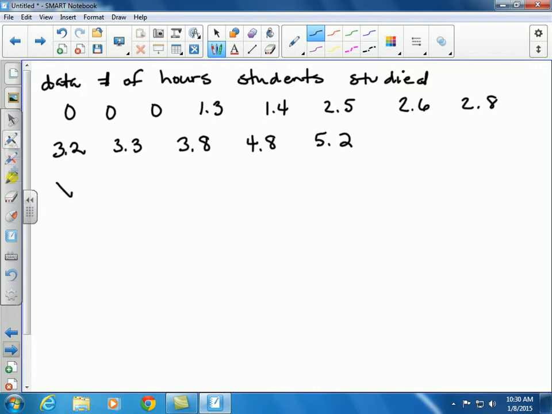Okay, so if we calculate the mean, x bar, what we do is take the sum of all the data points and divide by how many we have. So we add up 0 plus 0 plus 0 plus 1.3 plus 1.4 plus 2.5 plus 2.6, and so on, and we divide by how many data points we have. 13 data points. So we'll add all those data points and divide by 13, and when you do that you should get 2.2. I want you to verify that on your own right now while you're listening to this lecture.